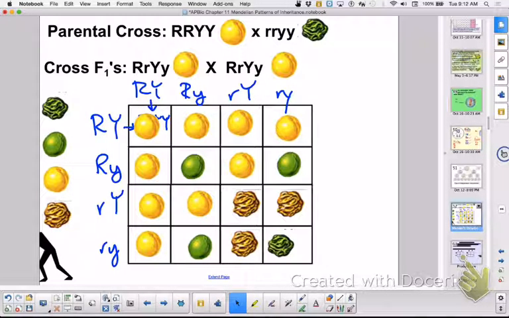This is called a dihybrid cross. Here's one hybrid, here's the second hybrid. So it's a dihybrid cross. How many different phenotypes do we have? Discuss with BioBuddy. Quickly.